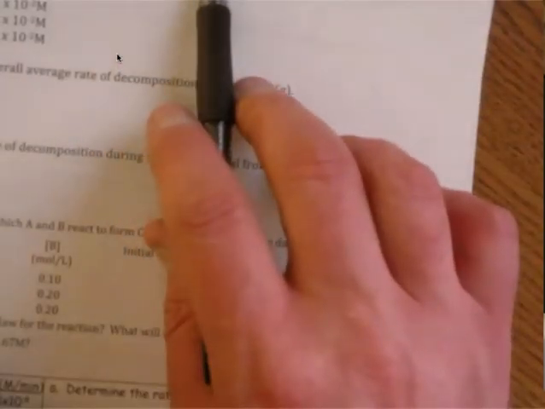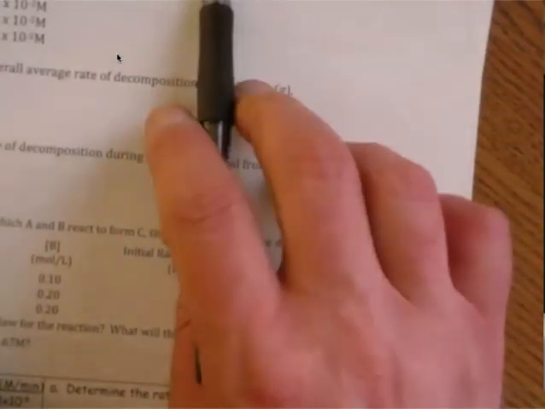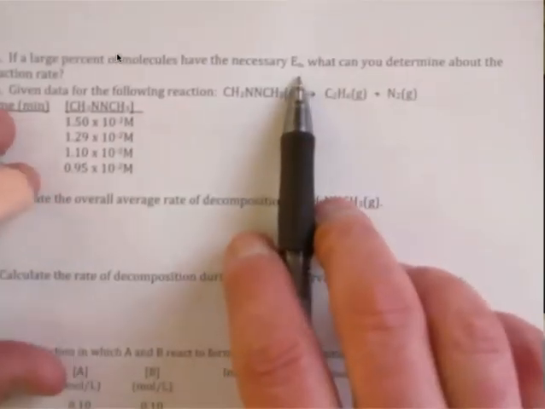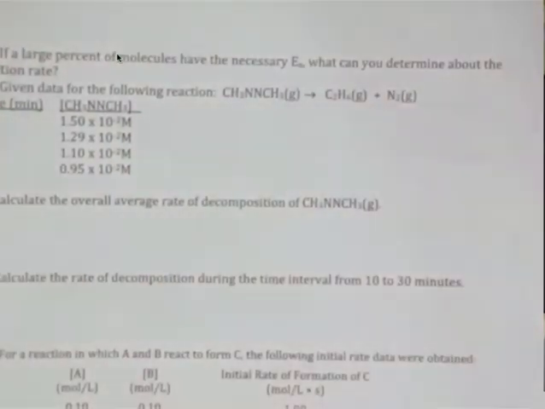Good, good. If a large percent of the molecules have the necessary activation energy, what do you know about the rate? What's going to happen if a large percentage has the activation energy? It can be fast or slow. Faster, right? If they already have the energy, then it's going to be faster.